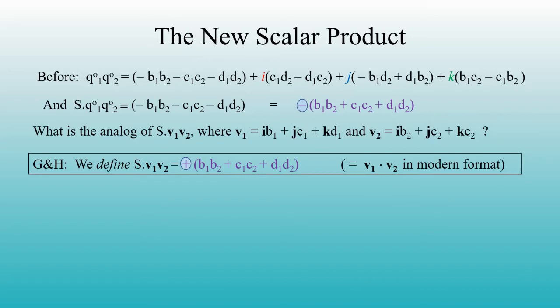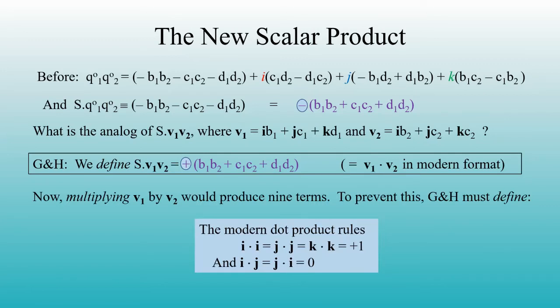They knew that they also had to define the ijk multiplication rules required to produce it. To reduce the 9 terms of a true multiplication of v1 and v2 to these 3, working backwards, these are the ijk rules that you must have. Okay, so Gibbs and Heaviside state that these are the dot product rules for ijk to do scalar multiplication.